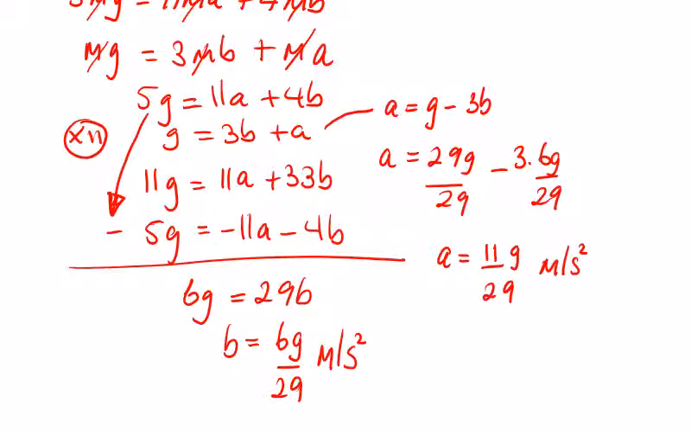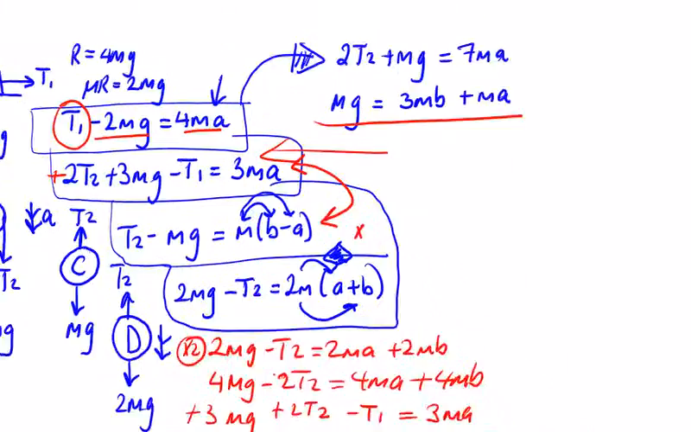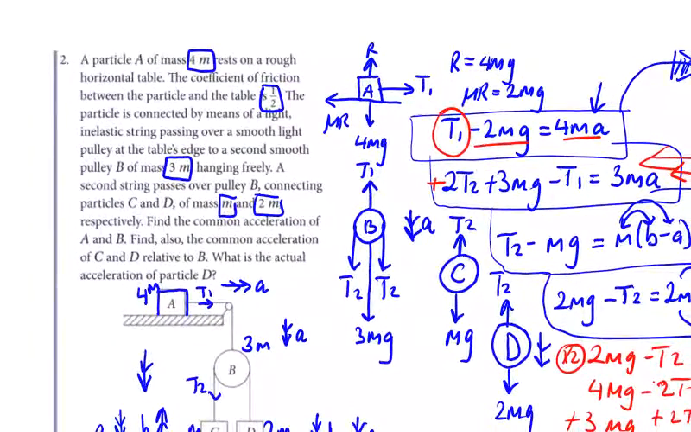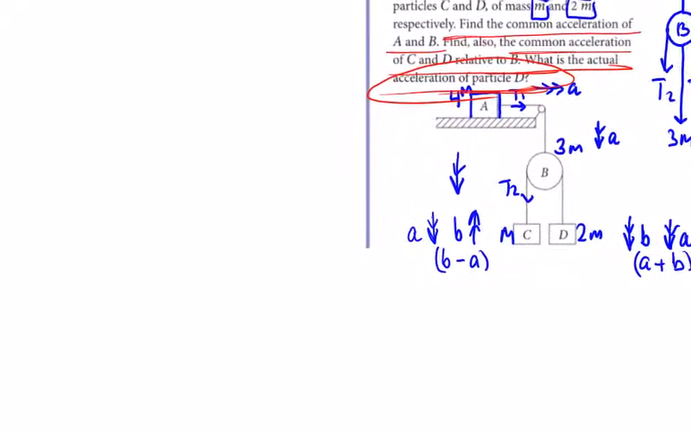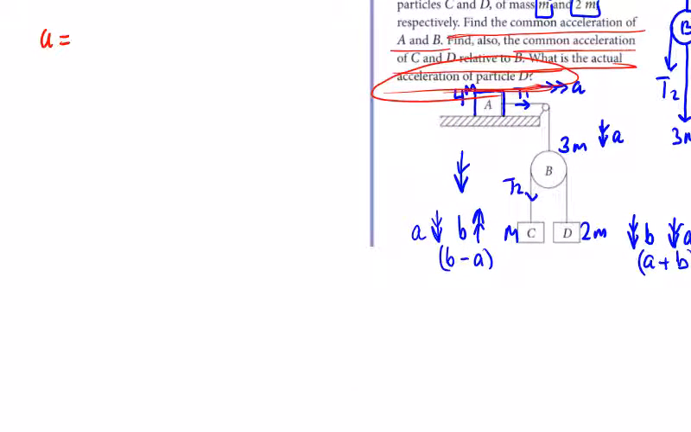That's A and B. What were we asked for? All the way back 10 minutes ago, we were asked to find the common acceleration, and also find the common acceleration of C and D relative to B and the actual acceleration of D. So there's a bit more work involved. So just write my accelerations out again. We got A to be 11g over 29. We got B to be 6g over 29. Was it the other way around?